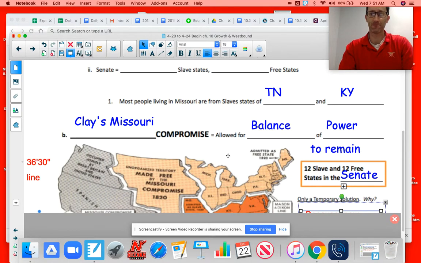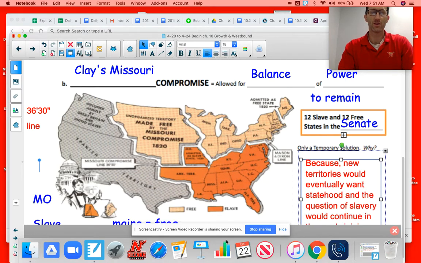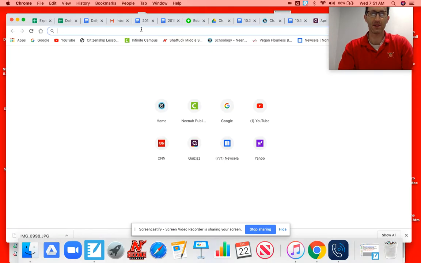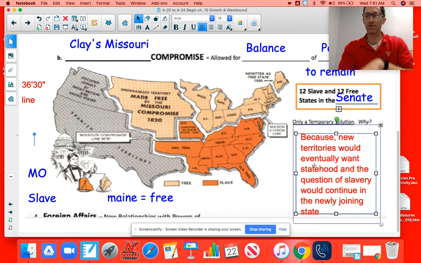And here's your last point. We wanted to have 12 slave states and 12 free states in the Senate, right? So to do that, Missouri, right here, would become a slave state, and Maine, way up here, Maine would become a free state. Okay, Maine would become the free state. So this is an important note here. Because new territories would eventually want statehood, and the question of slavery would obviously continue, right? The next new state, would it become slave or free? So it was only a temporary solution.